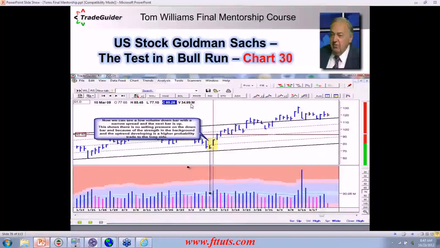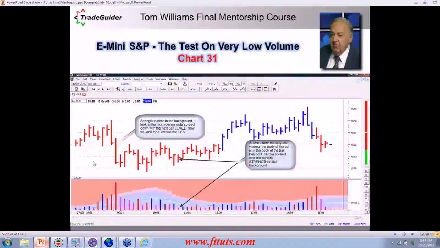Here is a great example on Goldman Sachs of a lovely test in a rising market, one of my favourite signals. It was at the bottom of the trend channel, or the bottom of the trend. The volume was low, narrow spread, next bar closed up, and Goldman just kept going to 400, in fact. It was a very nice setup indeed. And that's what we call a test. And tests always work best when you've got strength in the background.